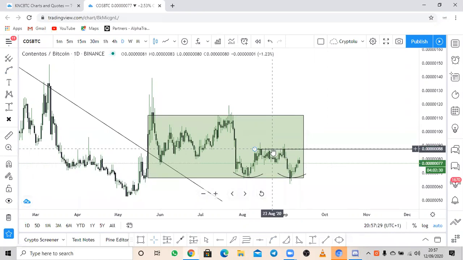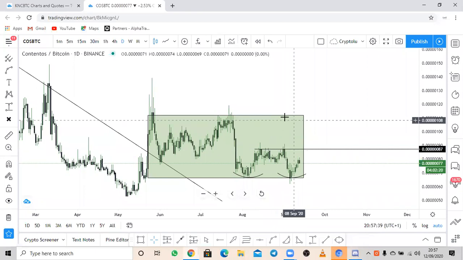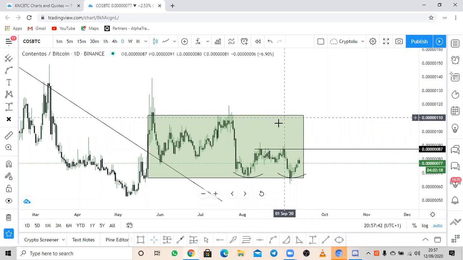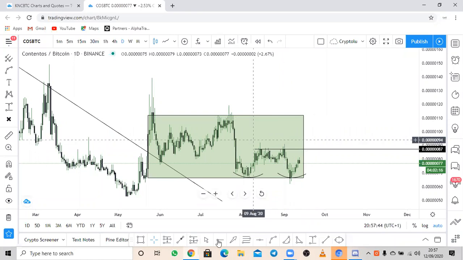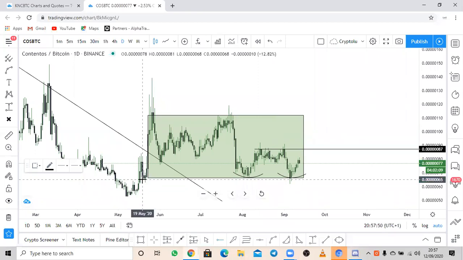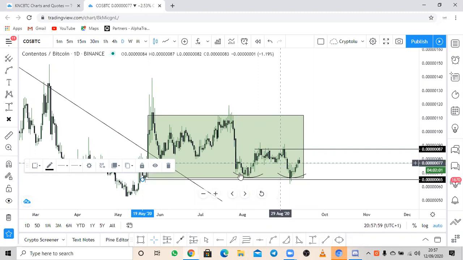So now, when we break this neckline here, we are going to this resistance here. So it is very much possible. We have a support level here, and we're expecting price to bounce back to this resistance. This potential double bottom pattern that is currently forming gives us a confirmation that we might actually get to that resistance trend line.